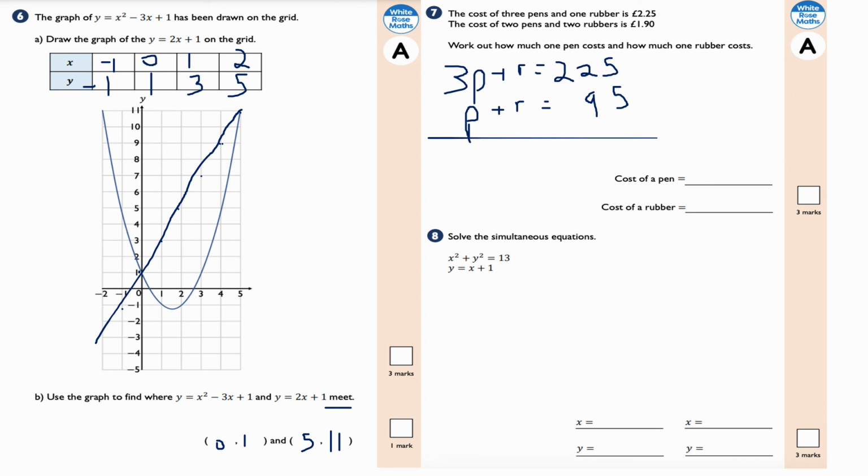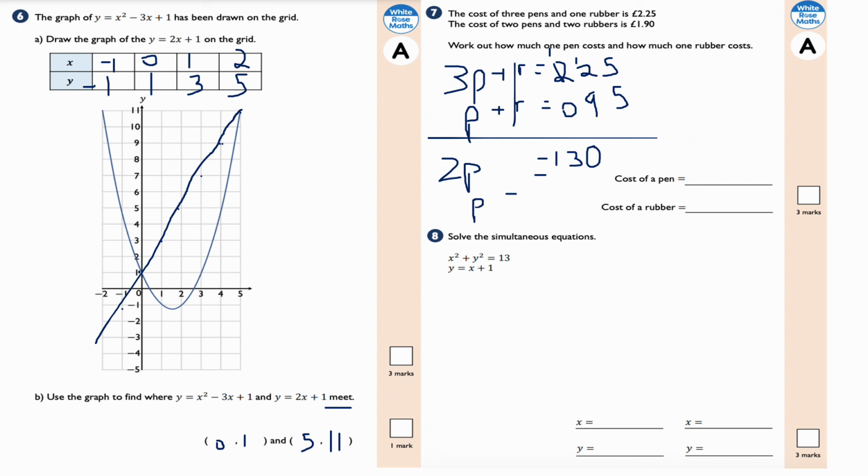This one, take away this one. I'm going to have 2p. 5 take away 5 is 0. 2 take away 9 I can't do, so I'm going to have to exchange. 1, I'm borrowing there. 12 take away 9 is 3. And then 1 take away nothing is 1. Imagine I've got nothing now.